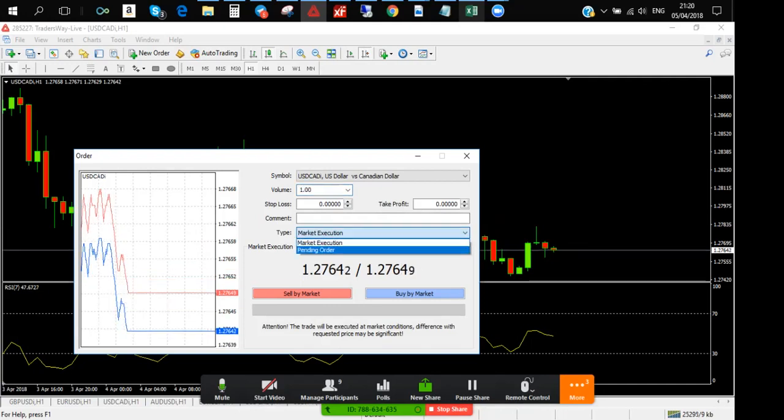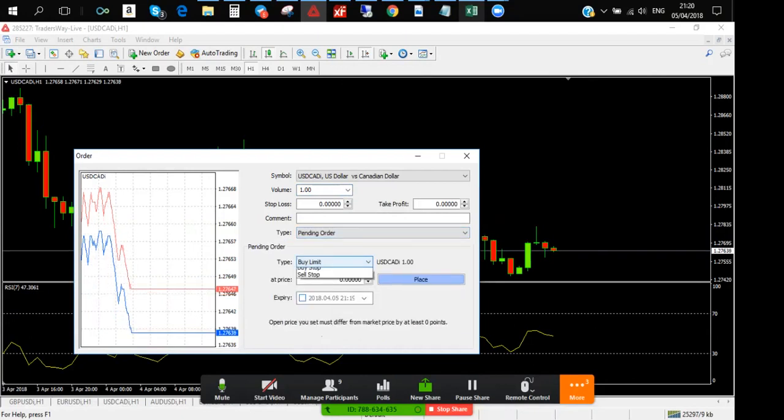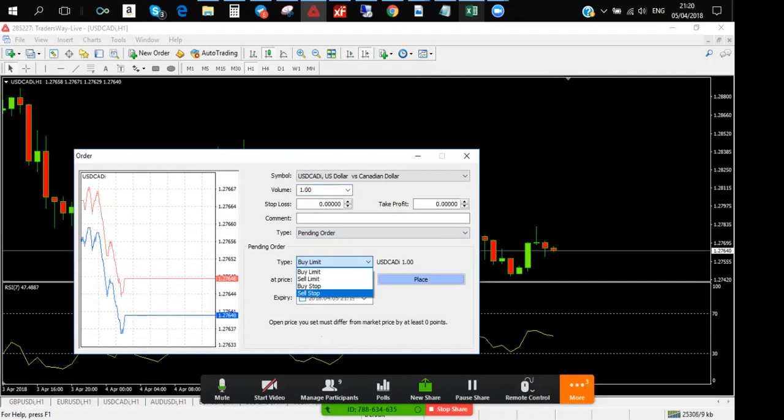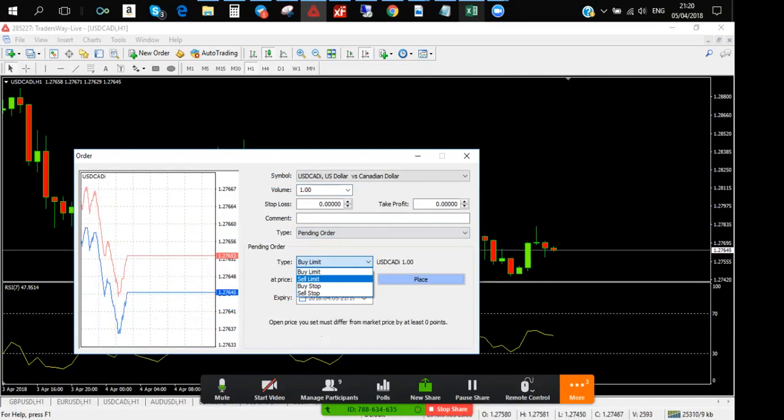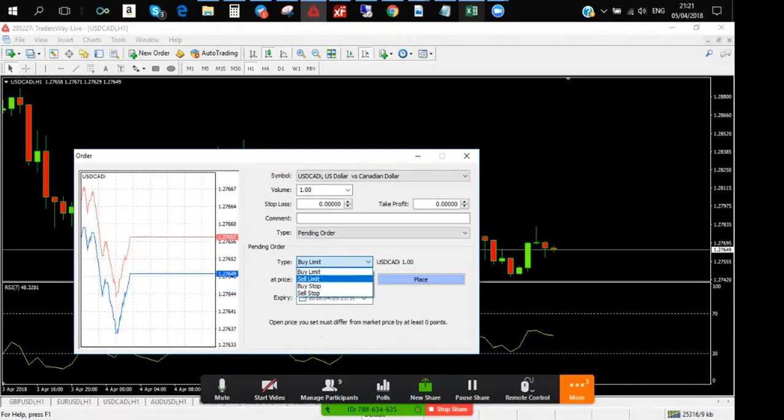Another thing you can do, I can hit pending order. When I click pending order, let's look at these real quick. You see, you've got buy limit, sell limit, buy stop, and sell stop. What do those mean? Let's start from the bottom and come up. Well, if you do a sell stop, it means that you're saying, in a nutshell, that you expect this particular trade to go down. Now, let's say right now this line right here to the right, 1.27645, this is where the price is right now.